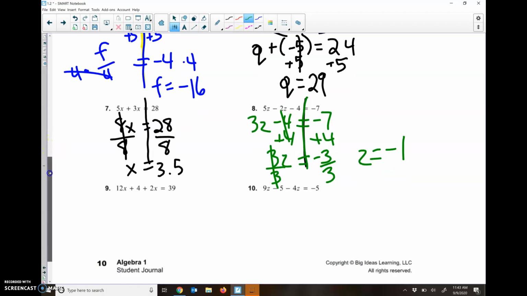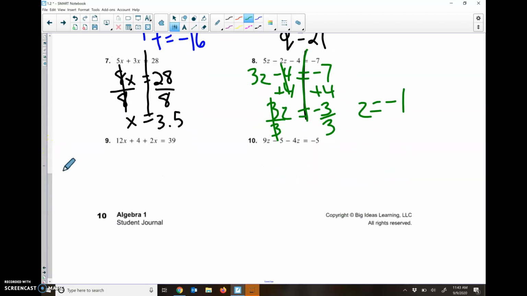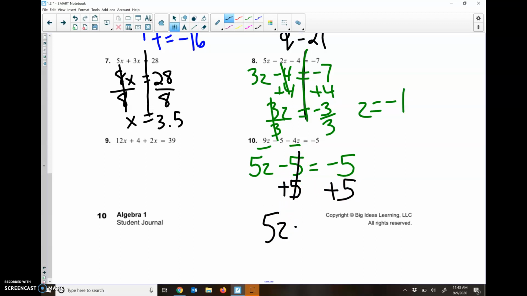Okay, and then let's look at number 10. Number 9 is a fraction if you want to try it on your own. So I have a 9z to combine and a 4z. So 9z minus 4z is 5z. Minus 5 equals -5. Lots of 5's in this problem. Okay, I have a -5. So I'm going to end up adding 5 to both sides. So 5z equals -5 plus 5 is 0. Divide both sides by 5. 0 divided by anything is 0. So that can happen too, where sometimes 0 is your answer for a math problem.